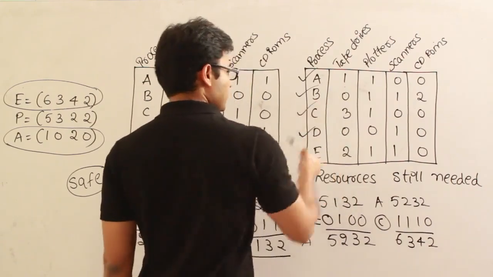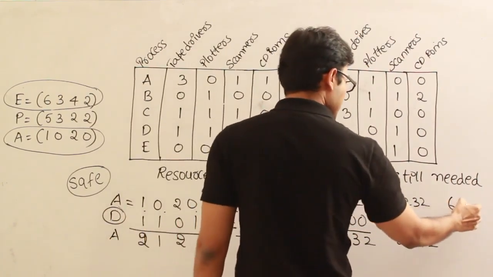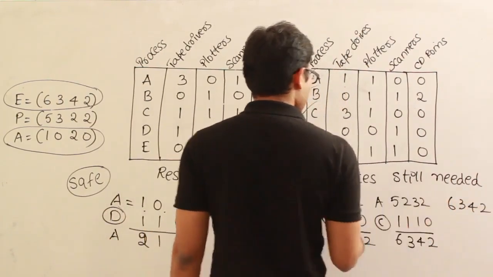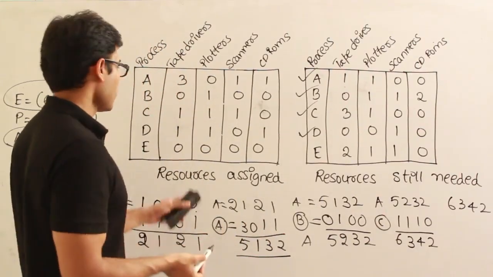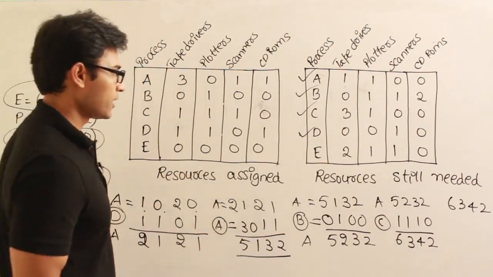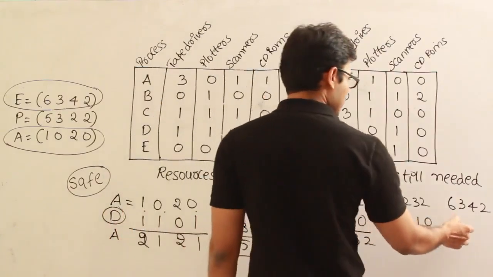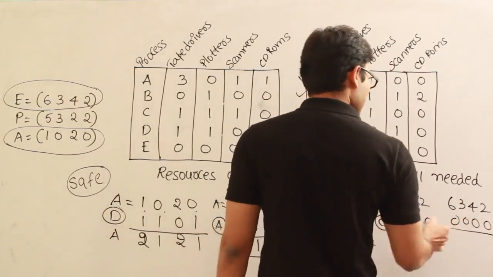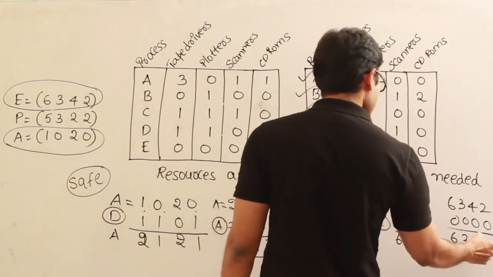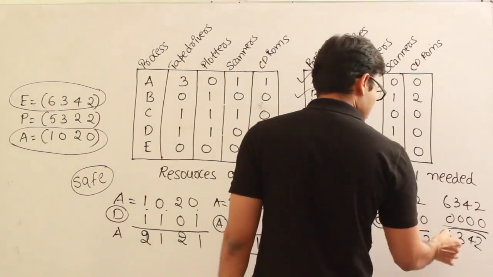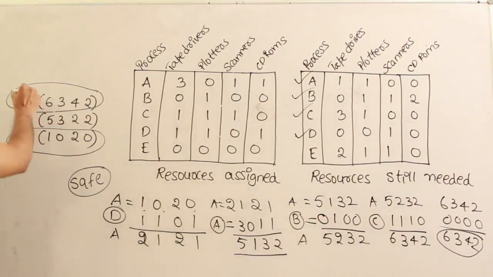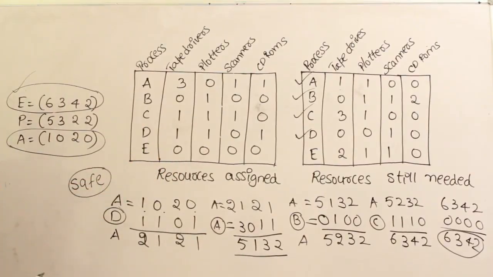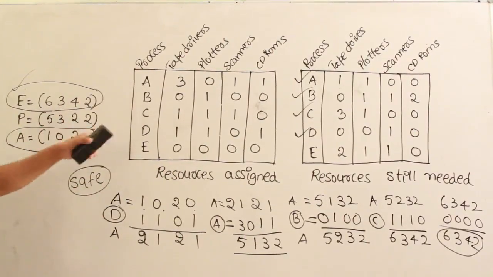Now C can be satisfied. Therefore finally using 6342, I can satisfy the need of the final process, which is E, right? Then what is E going to release? Oh, E doesn't need anything, right? Therefore E doesn't need anything in the first place, right? So completely we got 6342. Now check it. Completely, how many ever resources were available at the beginning? They are all now available because all the processes have released them.